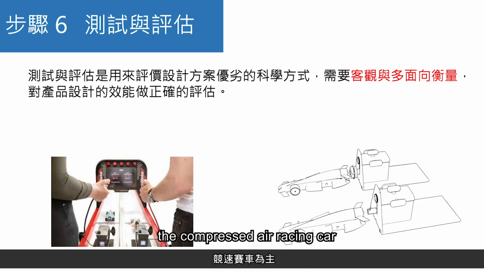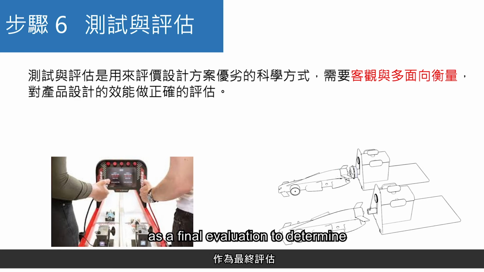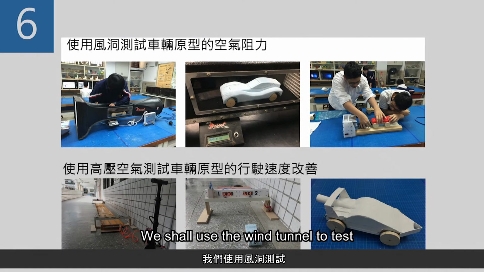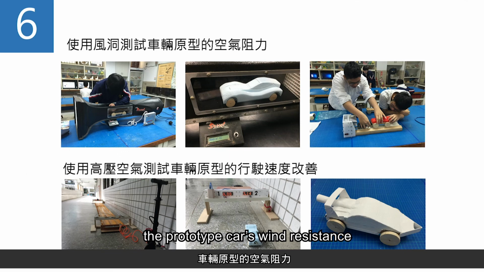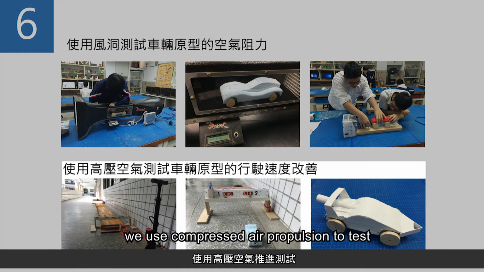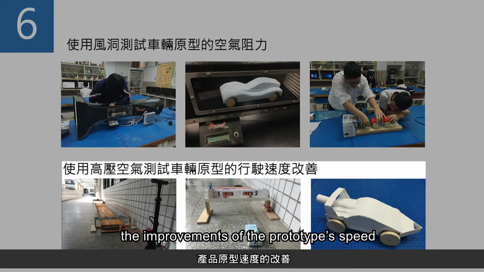Here, we will mainly consider the compressed air racing car. The objective for testing and evaluation is towards speed. Testing the creation speed will serve as a final evaluation to determine whether it's good or bad. For other testing and evaluation methods, we shall use a wind tunnel to test the prototype car's wind resistance. And after continuous improvements and optimizations, we will use compressed air propulsion to test the improvements of the prototype speed.